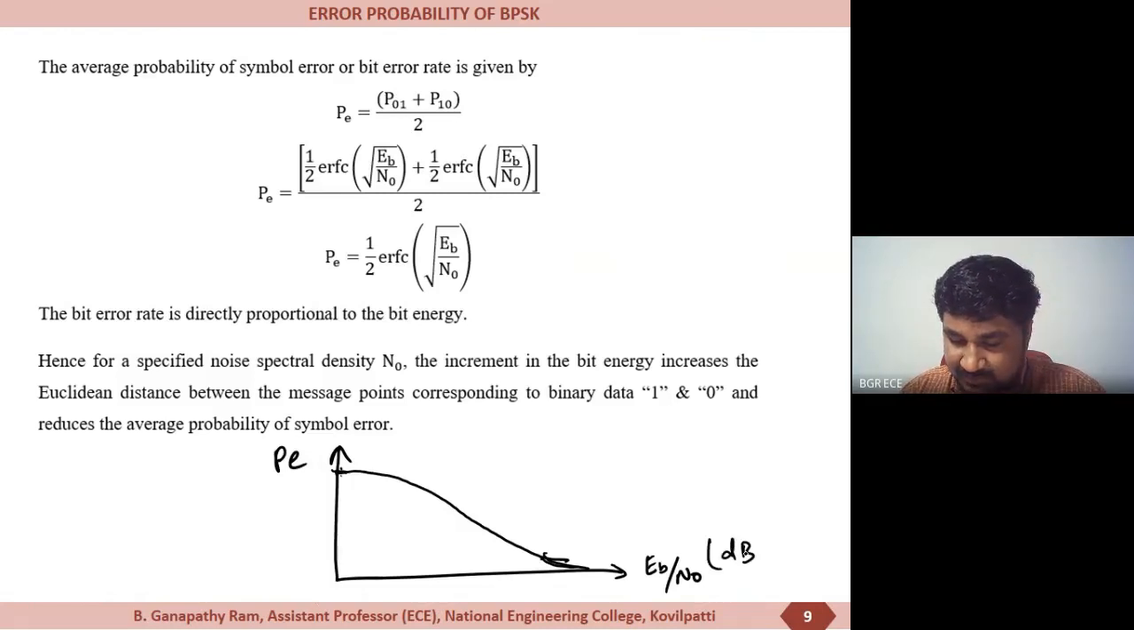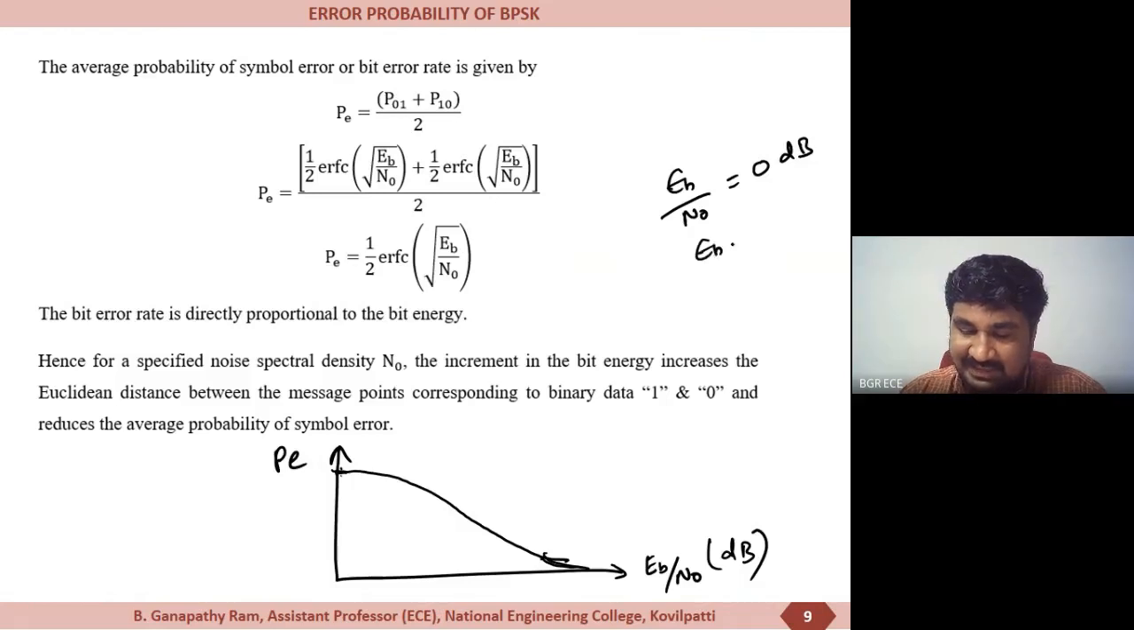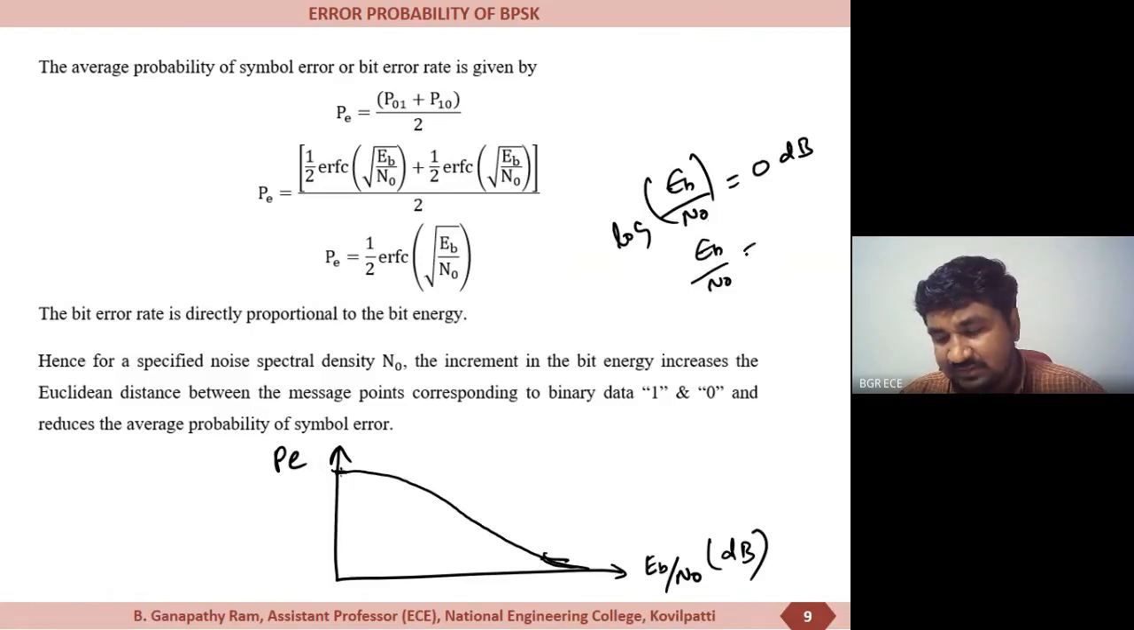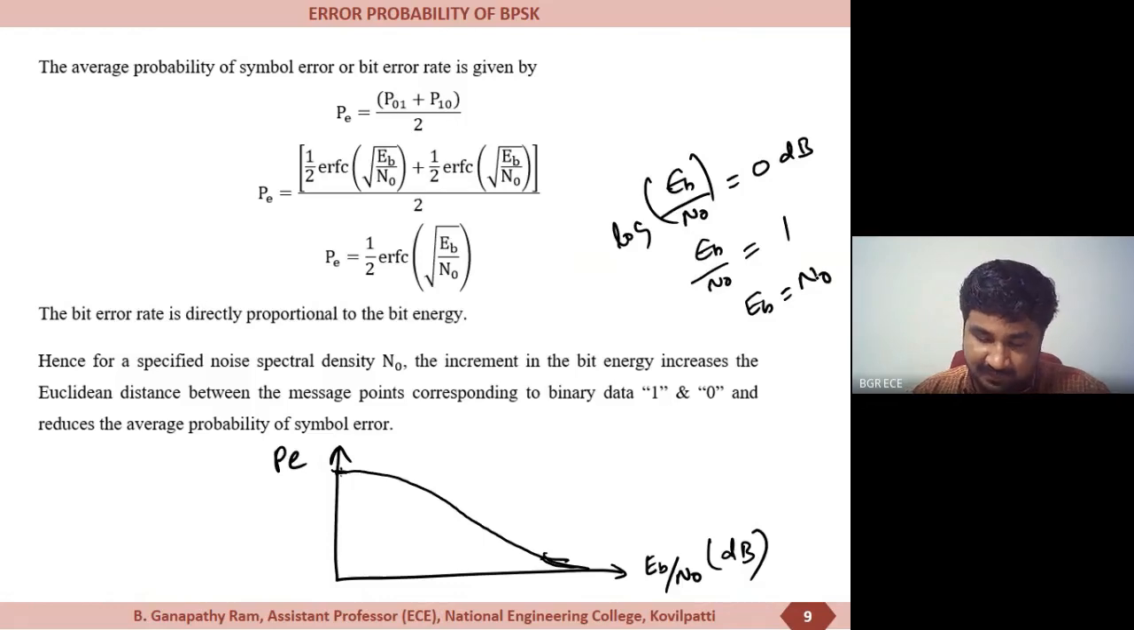Generally, EB by N0 is measured in dB. If EB by N0 is equal to 0 decibel, then in linear scale EB by N0 is equal to 1. So EB is equal to N0. That is, at the point 0 decibels, it will have the maximum probability of error, and it is expected that it will attain the 0 value when EB by N0 increases up to infinity.